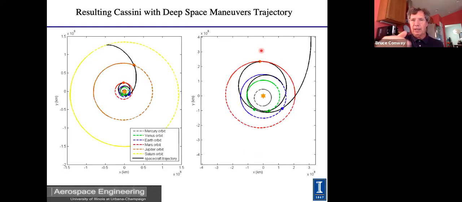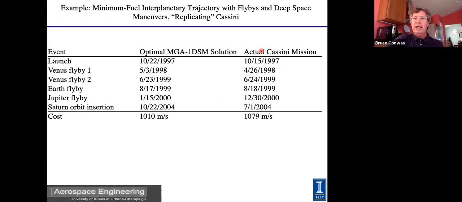Here's what this is, our solution, but it really is the same one that you saw in the JPL cartoon, except this one's harder to visualize. Here's our result. Compared to this is our automaton solution versus the actual Cassini mission.